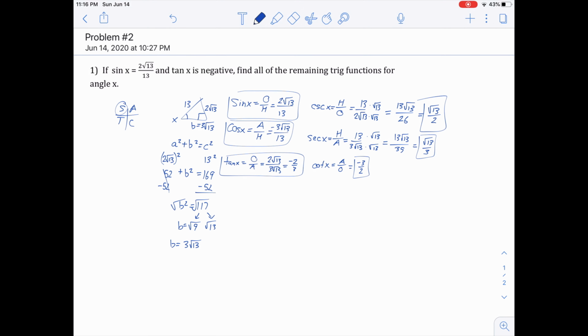And there you have it. That is the finished product. And those are the remaining trig functions.